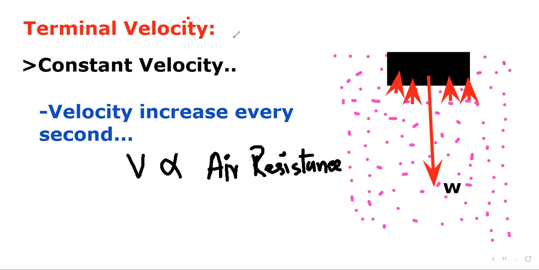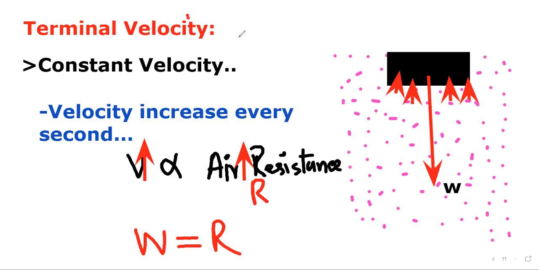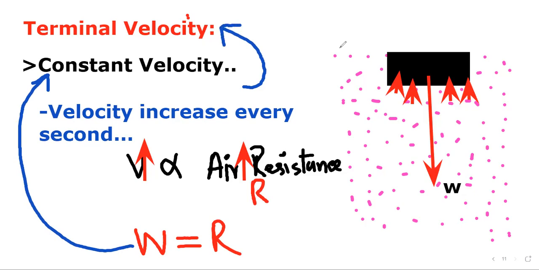So when the velocity of the object increases, like the object is moving in downward direction, its velocity increases, air resistance also increases. So after some time a situation will come when weight and air resistance are equal. I am going to write air resistance as R. So when weight would be equal to air resistance, then at that time the object will move with a constant velocity. This constant velocity is named as terminal velocity.